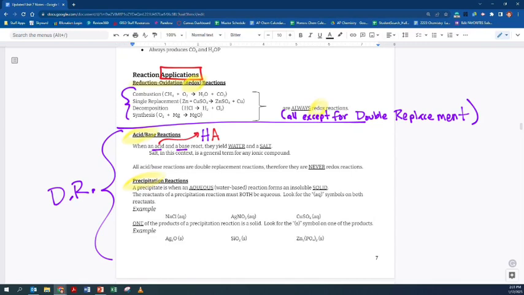But we can't just find an acid-base reaction by finding an acid, because acids are in all different types of reactions, maybe even some of those redox reactions. To be an acid-base reaction, we need an acid, and we need to have a base there with it.